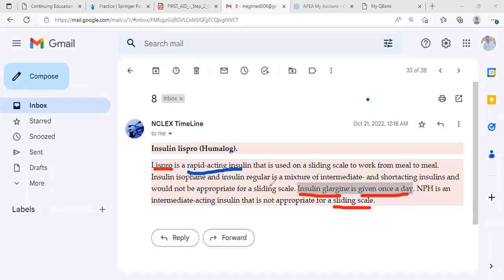If we make a summary, a short note, we learn 3 points. One is for sliding scale, lispro is the best. And lispro is a rapid acting insulin. Or for sliding scale, rapid acting insulin is best. Insulin glargine is only given once a day. And NPH is an intermediate acting insulin, not appropriate for sliding scale.